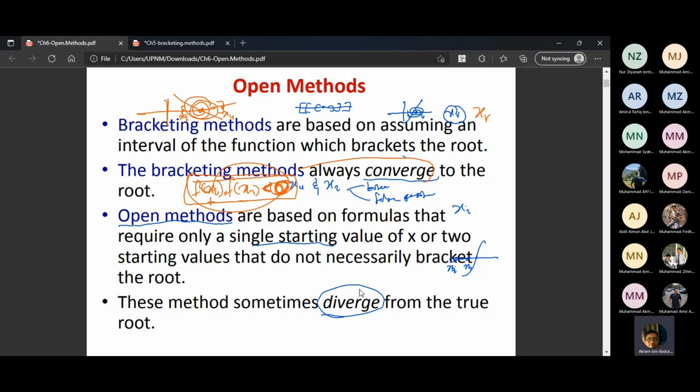And because of this, sometimes for open methods, it may happen diversion. So it may diverge from the true root. So diverge, apa maksud converge and apa maksud diverge? Okay.